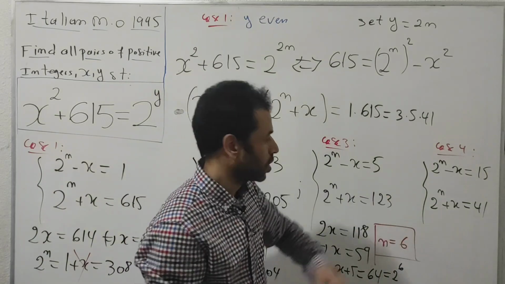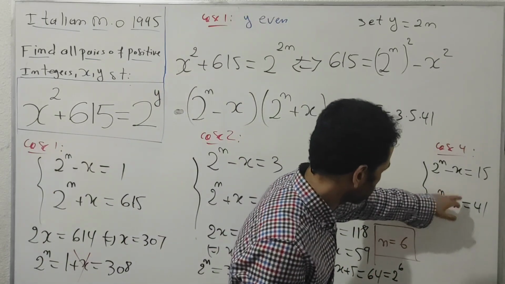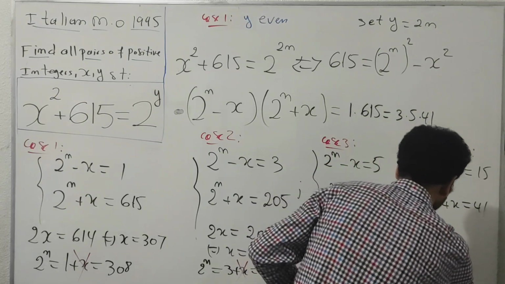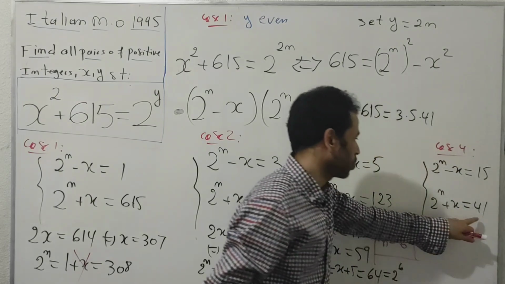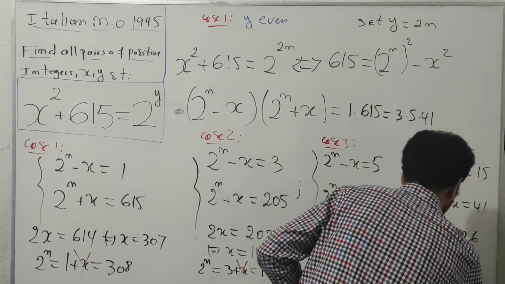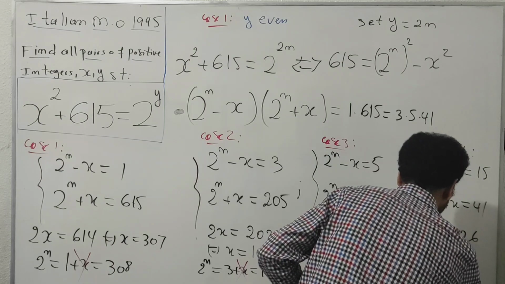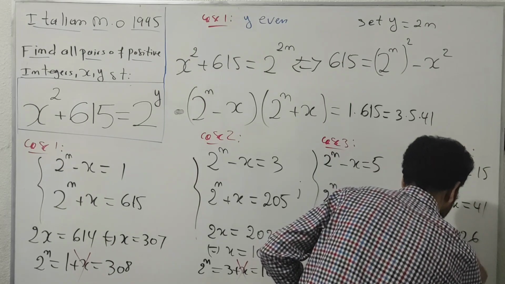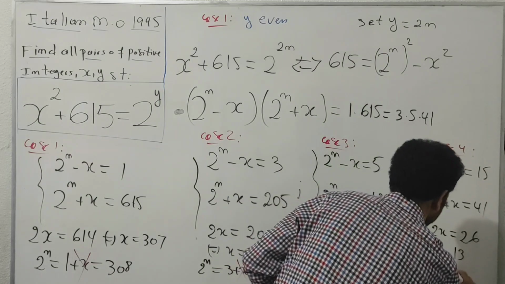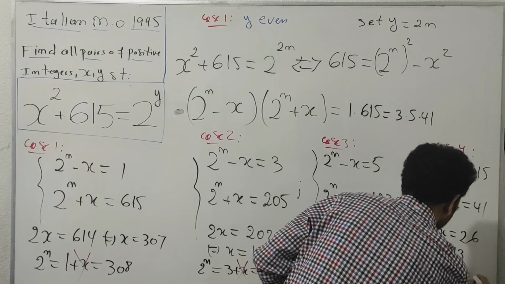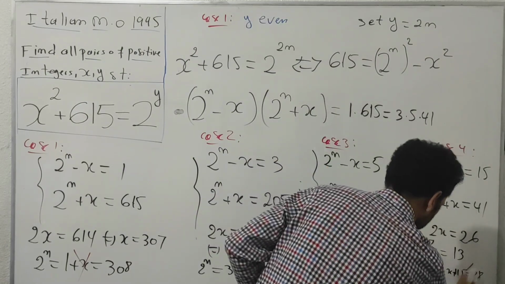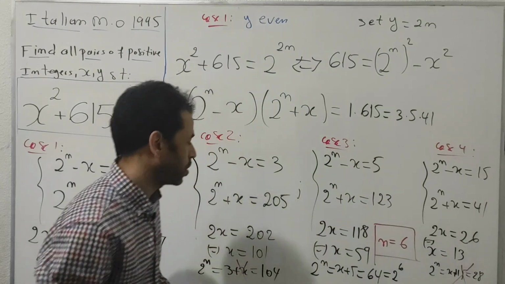Let's check the last case. It seems not to be a solution. By doing this one minus this one, we will get 2x equals 41 minus 15, which is 26. So x equals 13. That means 2 to the n equals x plus 15, which is 28. 28 is not a power of 2. That means this one is ruled out of the possibilities.